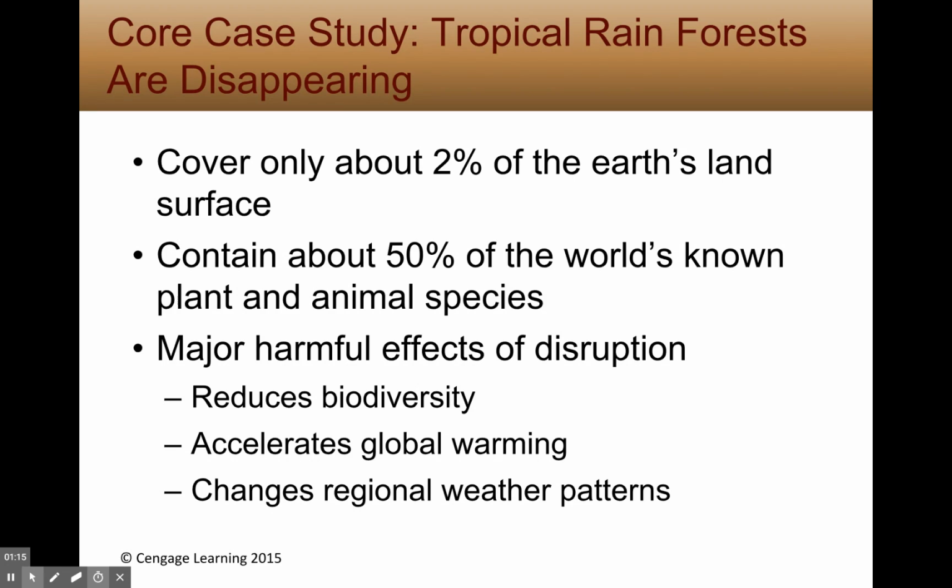Why should we even care? There's a lot of reasons. Let's talk about some of the harmful effects that the disruption causes. So we reduce the biodiversity, which again reduces the health of the overall ecosystem. And that could lead to extinction of those species. It accelerates global warming, and it also changes regional weather patterns so that area is no longer suitable to actually rebuild the tropical rainforest. So again, those are some of the reasons why we should care about why those tropical rainforests are disappearing.